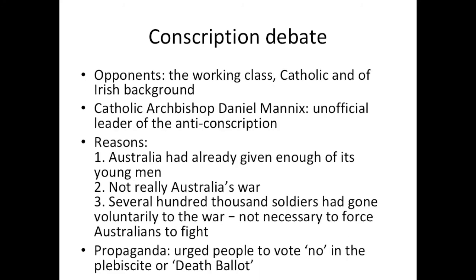Opponents of conscription were more likely to be working class, Catholic, and of Irish background. Catholic Archbishop Daniel Mannix was the unofficial leader of the anti-conscription campaign, and he urged Catholics to vote no. Those who opposed conscription claimed that Australia had already given enough of its young men. They said that it was not really Australia's war. They also argued that several 100,000 soldiers had gone voluntarily to the war and that it was not necessary to force Australians to fight. Anti-conscription propaganda urged people to vote no in the plebiscite or death ballot.